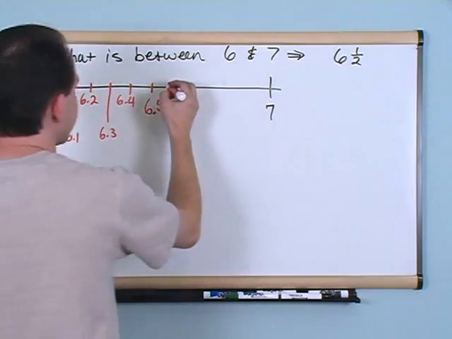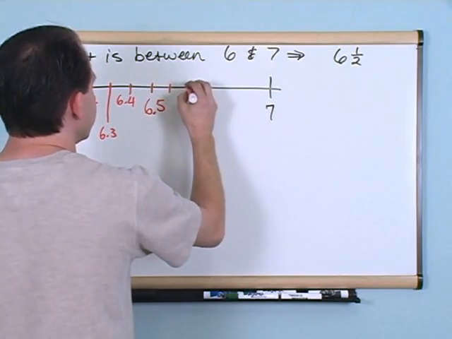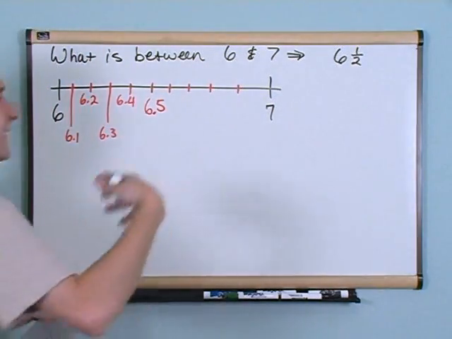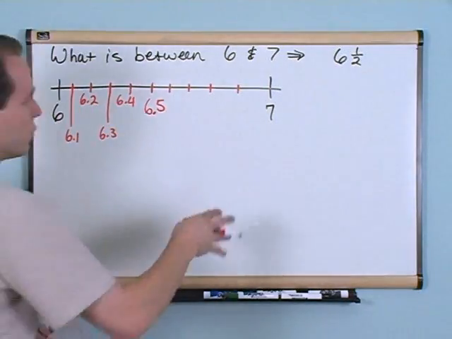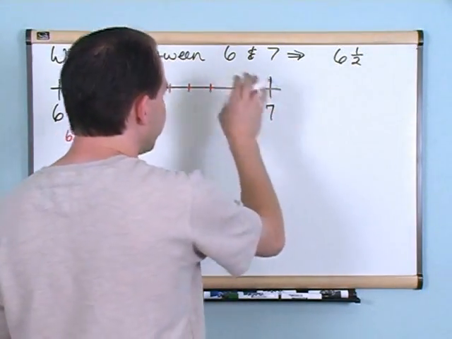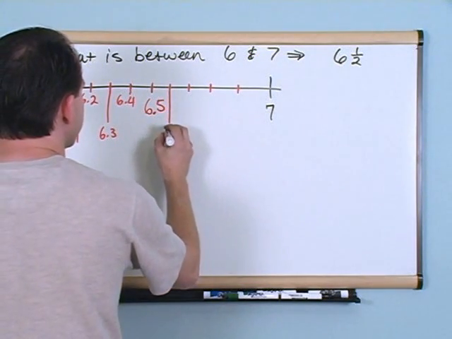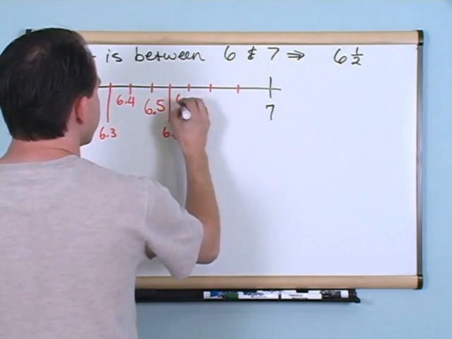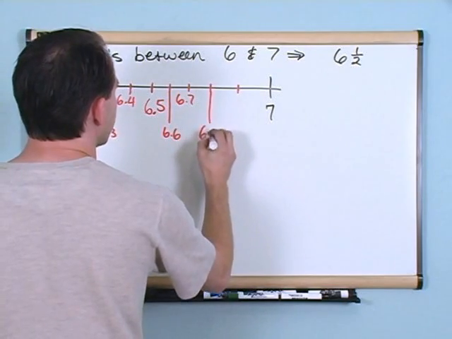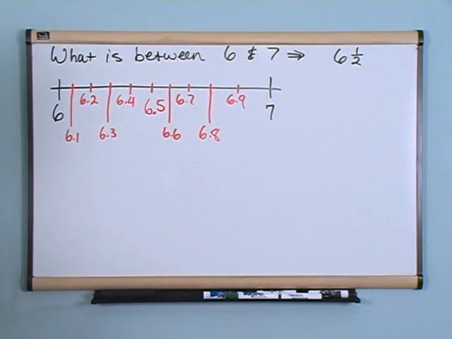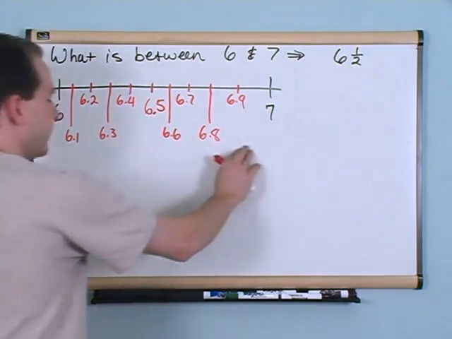So what would come after 6.5? You'd have 6.6, 6.7, 6.8, 6.9, and then 6.10, which is basically just going to roll over. It's not going to be 6.10, it's just going to be 7, okay? So let's continue on here. You'd have 6.6, 6.7, 6.8, 6.9, and then you get to 7. Here we have a bunch of decimals, okay?